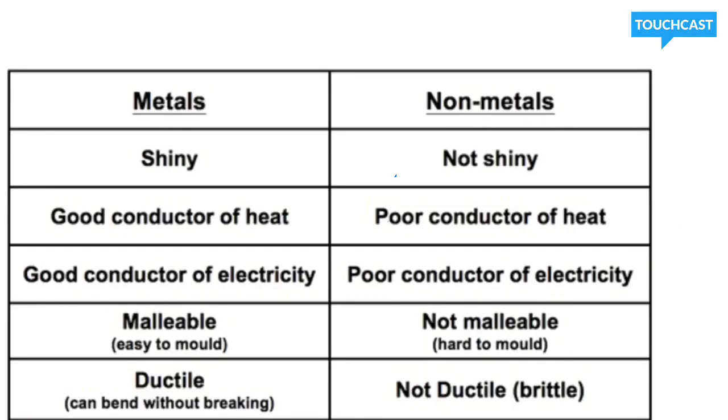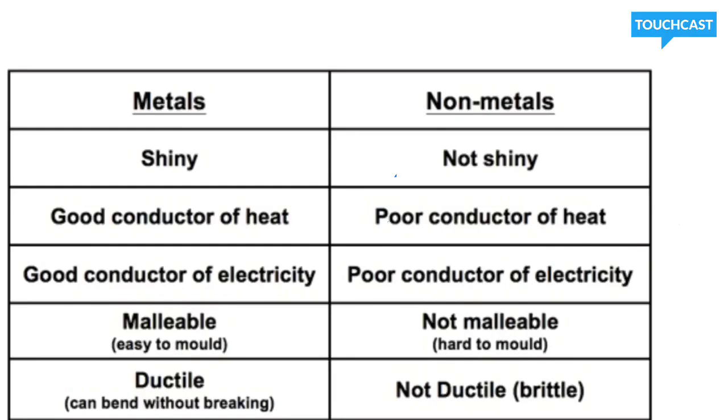Not malleable basically means brittle. If you hit, let's say, a piece of glass or a rock, something that's a nonmetal, with a hammer, it's going to shatter before it bends. And the same thing, they're not ductile, they're brittle. They'll shatter before they bend.